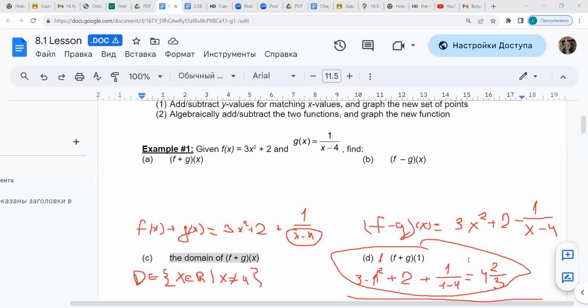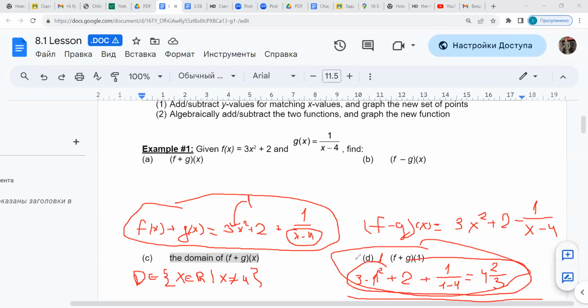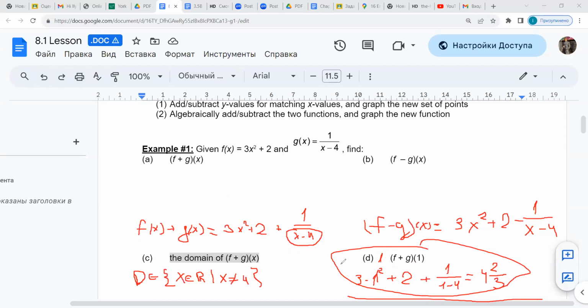So in the last one, I just substituted x equals 1. You see, this is my initial expression, and instead of x here, I just put 1. That's how I got this part. Now it's 3 times 1 squared plus 2 plus 1 over 1 minus 4. 3 plus 2 is 5, plus negative 1 over 3 gives us 4 and 2 over 3.